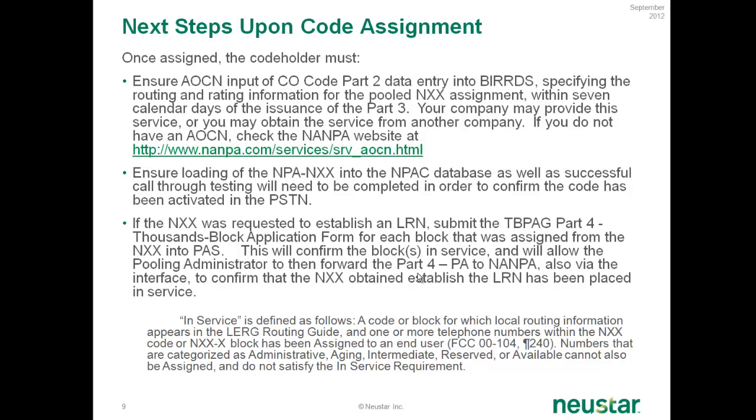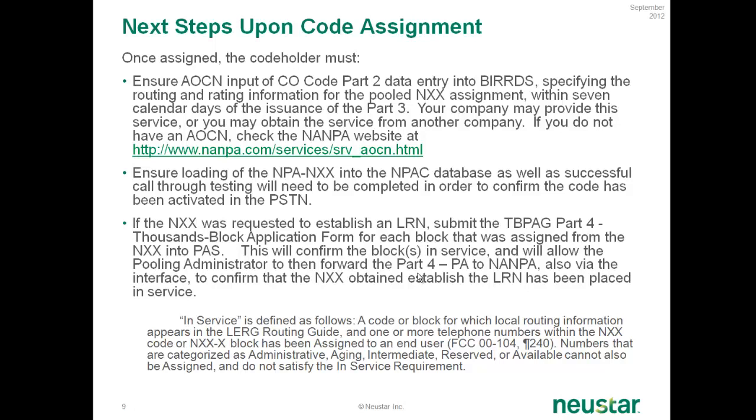And ensure loading of the NP NXX into the NPAC database, as well as successful call-through testing, will need to be completed in order to confirm the code has been activated in the PSTN. Also note the code will need to be loaded in the NPAC as well as completing successful call-through testing to confirm the code has been activated in the PSTN before the confirmation of in-service form can be submitted. If the NXX was requested to establish an LRN, submit the 1000s block guidelines Part 4 application for each block that was assigned from the NXX. This will confirm the block in service and allow the pooling administrator to then forward the Part 4 PA to NANPA, also via the interface, to confirm the NXX obtained to establish the LRN has been placed in service.